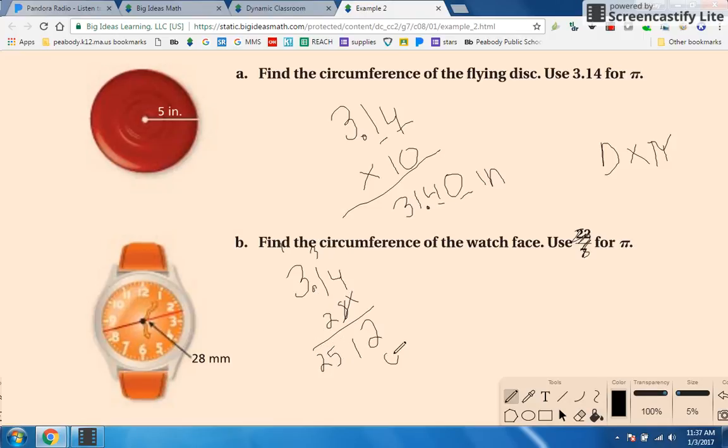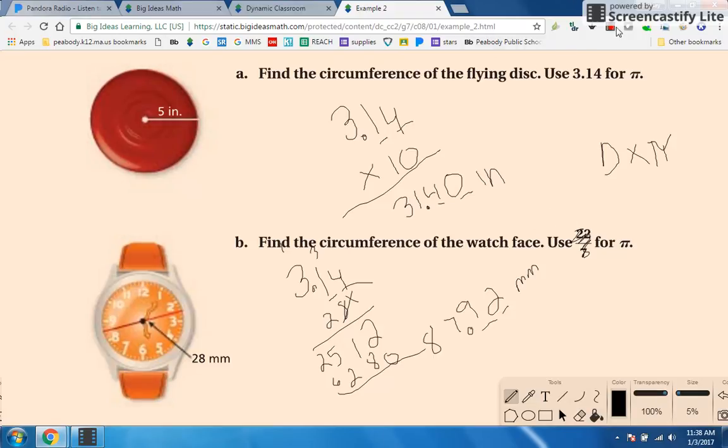Start my next row with a 0. 2 times 4 is 8. 2 times 1 is 2. 2 times 3 is 6. Add my 2 rows together. I'm going to do it over here. I get 2, 9, 7, and 8. And I need 2 decimal places because there's 2 that I'm multiplying. So I'm going to put it here. So there's 2 after it. So 87.92 millimeters. So that would be your circumference. So diameter times pi, that's always the formula. 3.14 times whatever the diameter is.